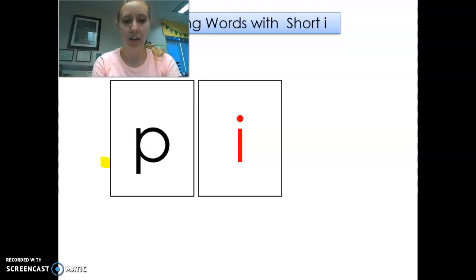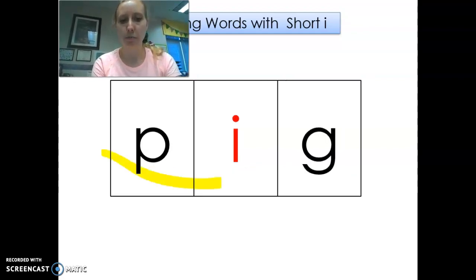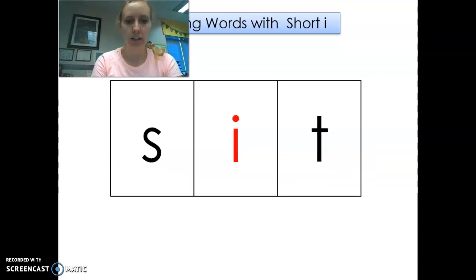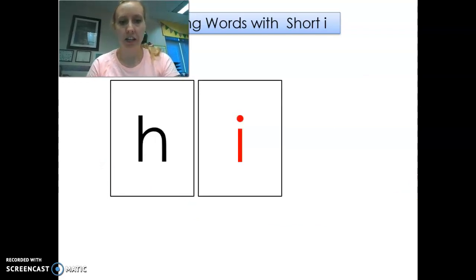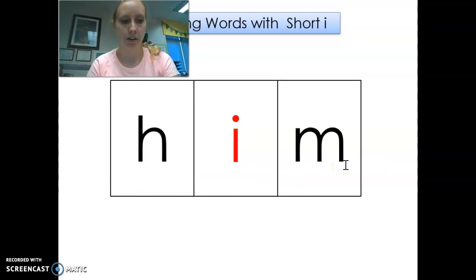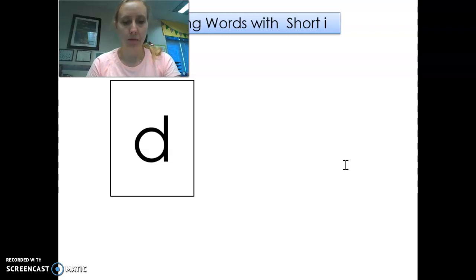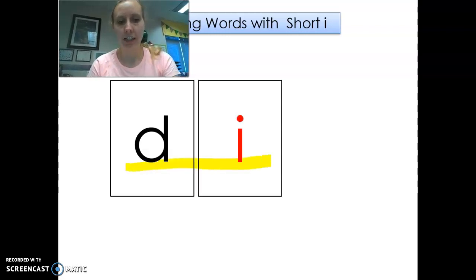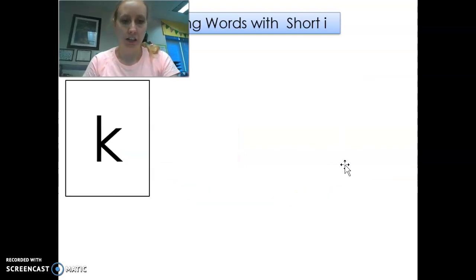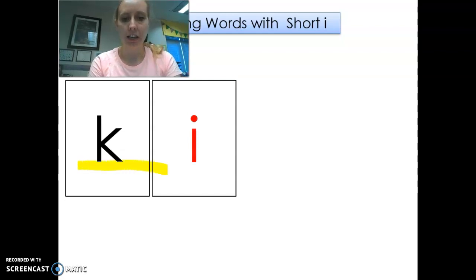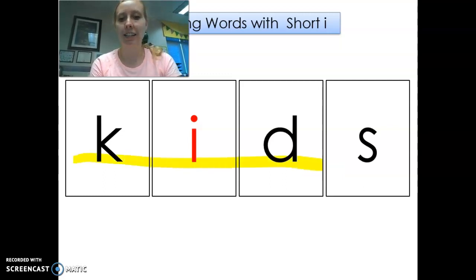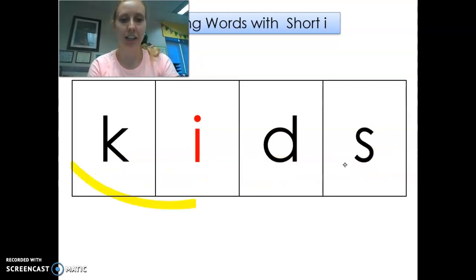It, blend, pig. The word is pig. It, the word is sit. Can't blend yet, now blend. Him, the word is him. Did, the word is did. Kid, the word is kids.